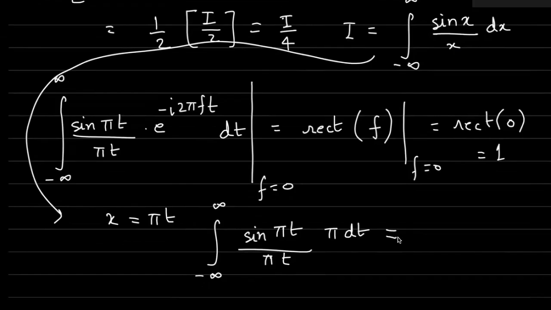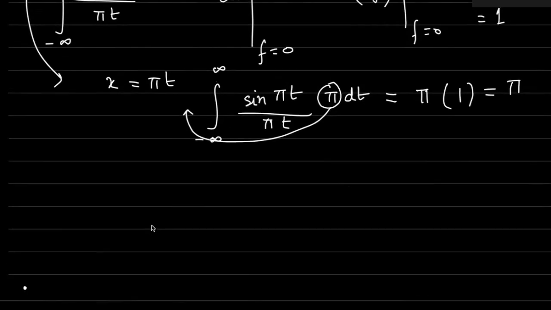So this thing will become pi. Pi you can take outside, as it is a constant, and this integral, we know that it will turn out to be 1. So it is basically pi into 1, just pi. Therefore, the answer is pi by 4. You can calculate it and match it.